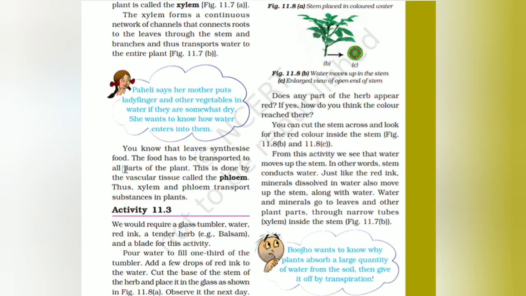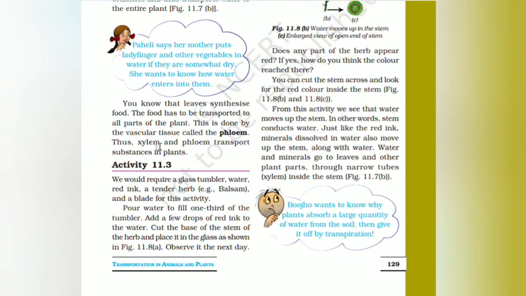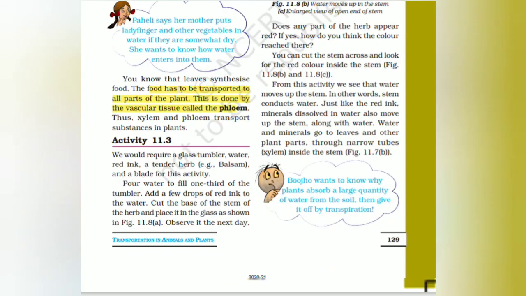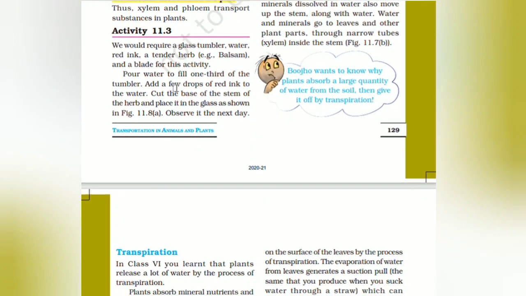You know that leaves synthesize food. Food has to be transported to all parts of the plant. This is done by the vascular tissue called phloem. Xylem and phloem are the vascular tissues present in the plant. Food is transported to all parts of the plant by the vascular tissue, that is phloem, and water and nutrients with the help of xylem. A tissue means a group of cells which perform a specialized function.